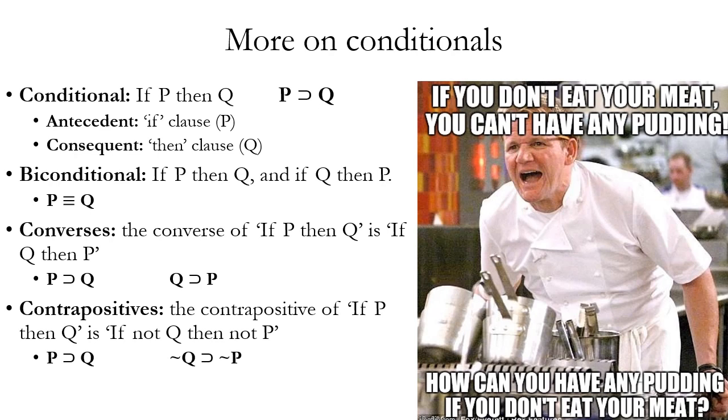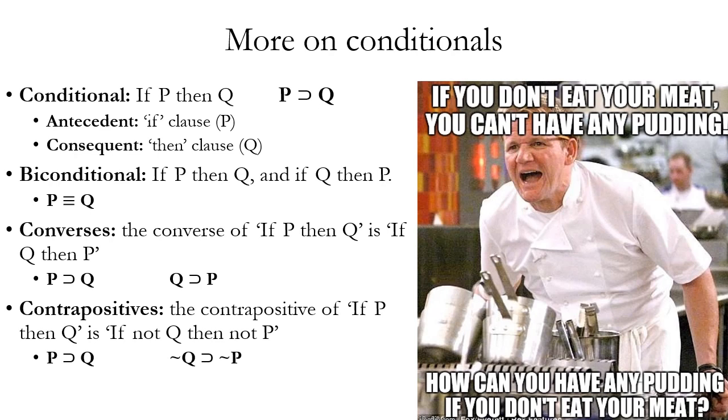So here's an example. If you don't eat your meat, then you can't have any pudding. The logical converse of that is if you can't have any pudding, then you don't eat your meat. But those are actually logically distinct propositions. One could be true and the other is false. So for example, maybe the reason why you can't have any pudding is for some other reason than that you didn't eat your meat. Maybe you also were a bad boy or something like that.